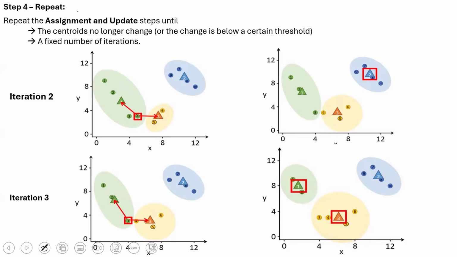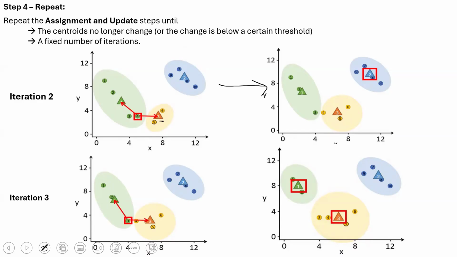Now, earlier we found out that point 4 is closer to the centroid of cluster 1. And in iteration 2, when you got the updated centroids, you found out that point 4 is closest to the centroid of cluster 3. Now when you do that assignment, you get a different cluster.